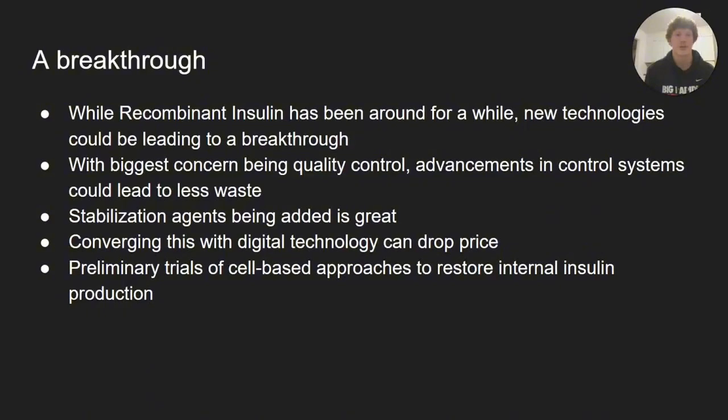Preliminary trials are being done of cell-based approaches to use this biotechnology to restore internal insulin production. This breakthrough is possible and very promising.